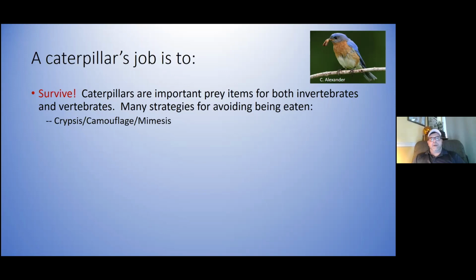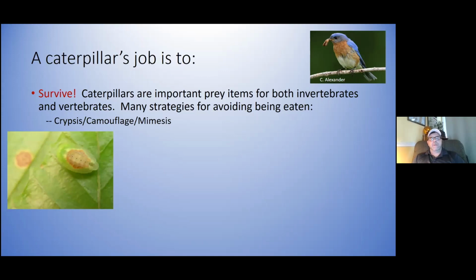Some use some kind of camouflage, and others are what we refer to as mimetic, where they look like inanimate objects in order to avoid detection. I'm going to show you some examples of each of these. So here we have a little lima-coated slug caterpillar on this beech leaf.